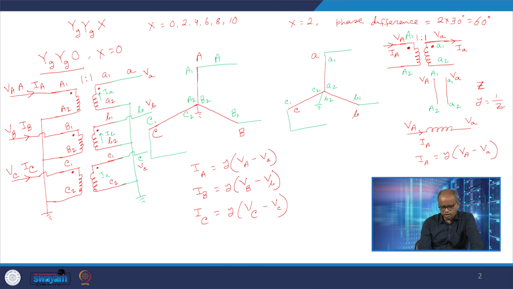So I capital A is Y into V capital A minus V small a. That also would be equal to I small a, because here you see I small a is going out. Similarly, I capital B is Y into V capital B minus V small b, that also would be equal to I small b, because I small b is also going out of the dot position from the secondary side. And then I capital C would also be equal to Y into V capital C minus V small c, that also would be equal to I small c. So you have got all the expressions of all the 6 currents in terms of 6 voltages.